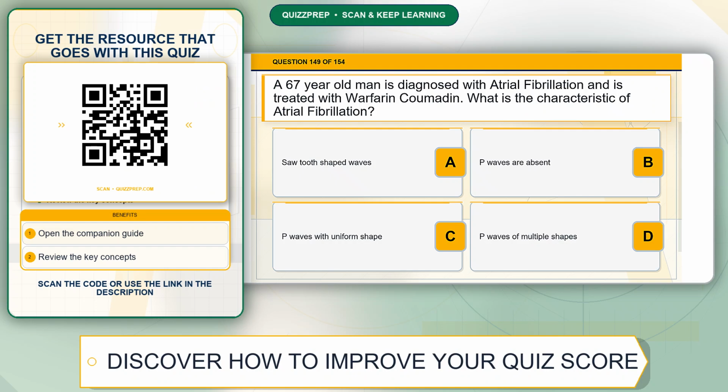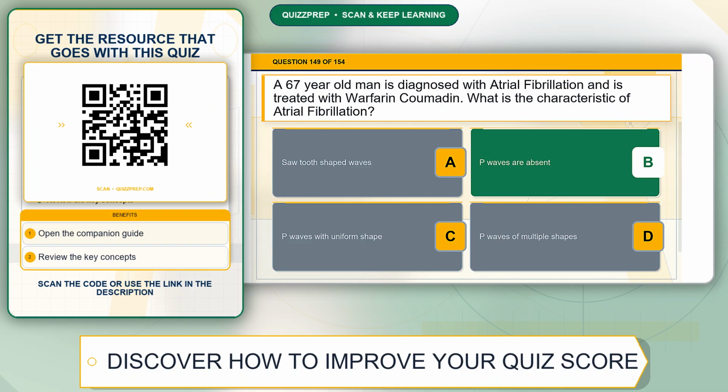Question 149. A 67-year-old man is diagnosed with atrial fibrillation and is treated with warfarin, Coumadin. What is the characteristic of atrial fibrillation? Option A, sawtooth-shaped waves. Option B, P waves are absent. Option C, P waves with uniform shape. Option D, P waves of multiple shapes. The correct answer is option B, P waves are absent.